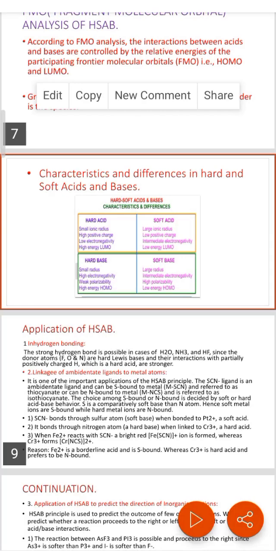Let's look at the soft acid. Large ionic radius, low positive charge, intermediate electronegativity, and low energy LUMO. What of soft base? Large radius, intermediate electronegativity, highly polarizable, and low energy HOMO.